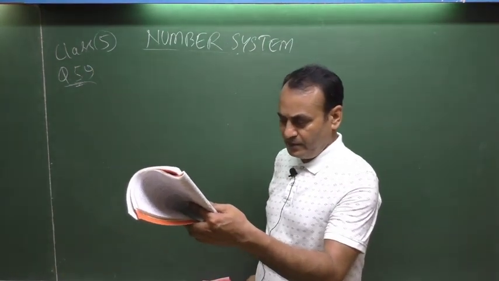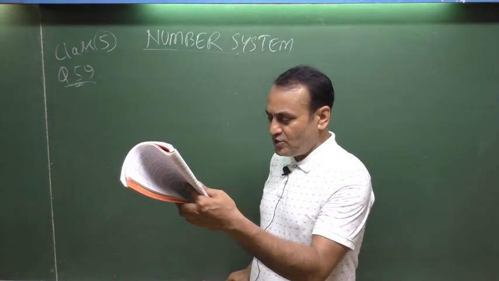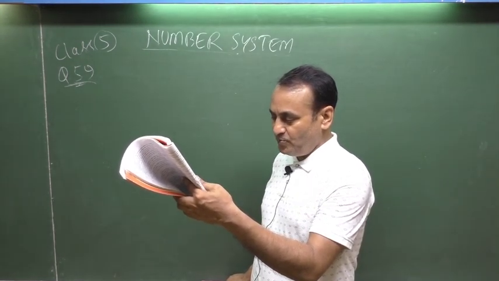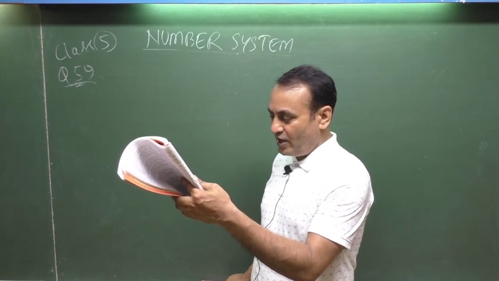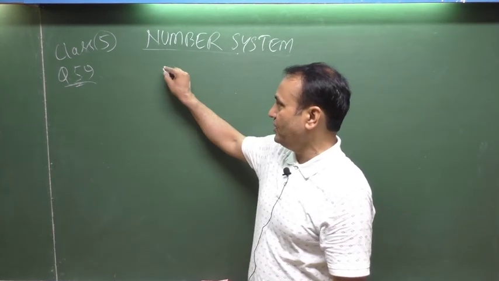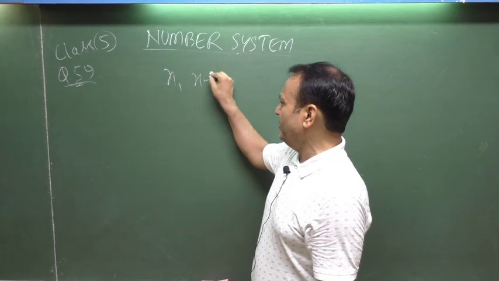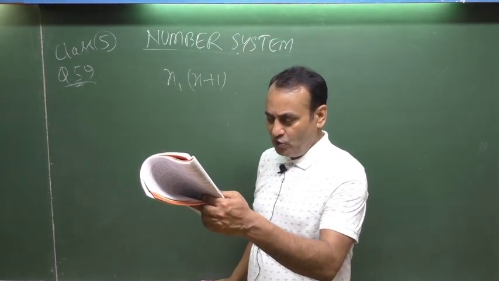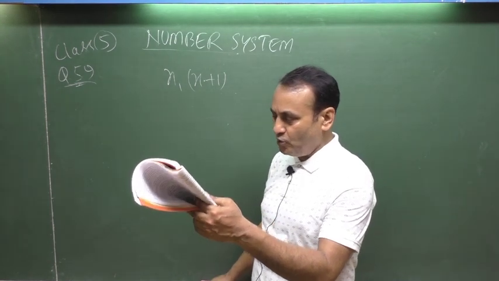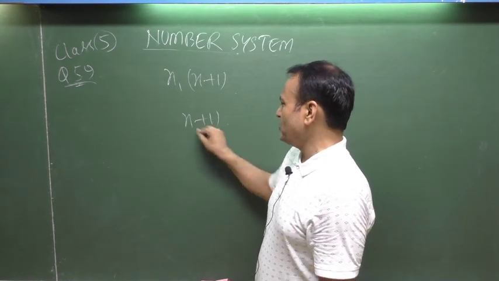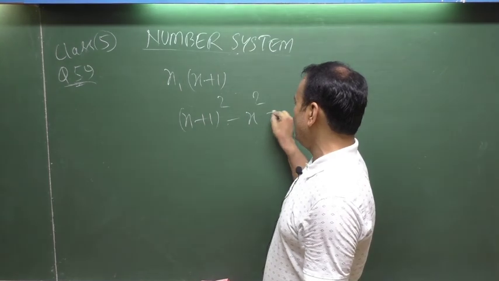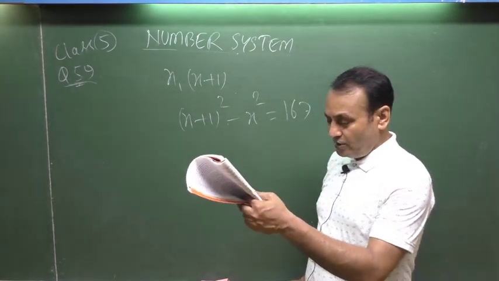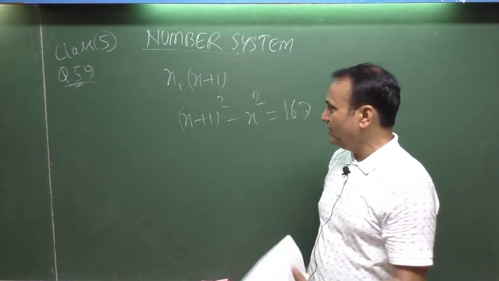59. The difference of the squares of two consecutive positive numbers is 167. What is the smaller number? The difference of the squares of two consecutive positive numbers here. First x, another x plus 1. Question says the difference of squares of two consecutive positive numbers. x plus 1 square minus x square equals to 167. You have to point out the value of x, that is the smaller number.